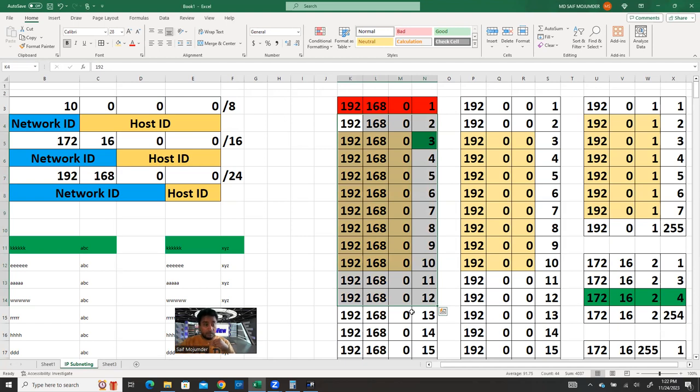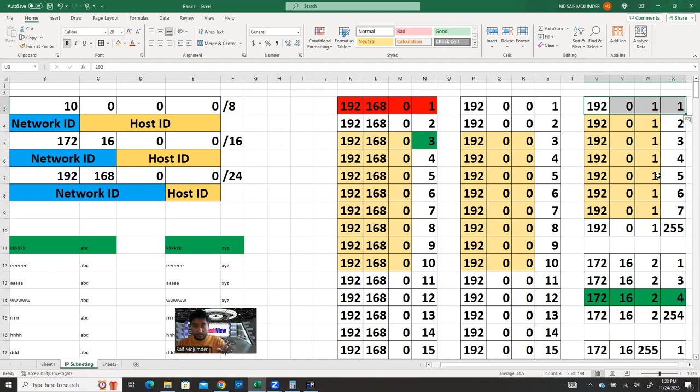So out of 254, the first IP we dedicate for our father, that means our default gateway. So we cannot use it, right? That means how many kids? Starting from 2 to 254, that means 253 usable IPs. Usable IP means you can assign it to your device. Those are your kids. So 253 kids with one father. So this is the father, this is the father, this is the father. That means default gateway, default gateway, default gateway.